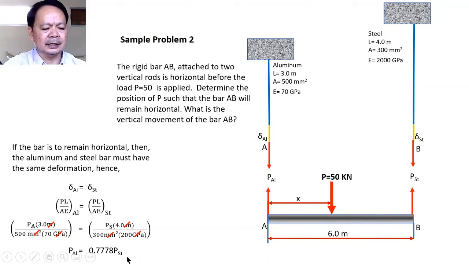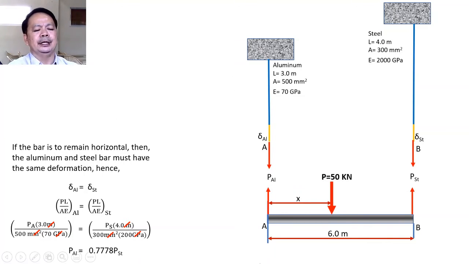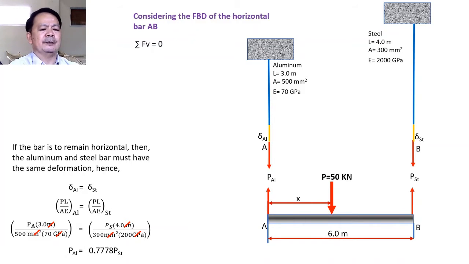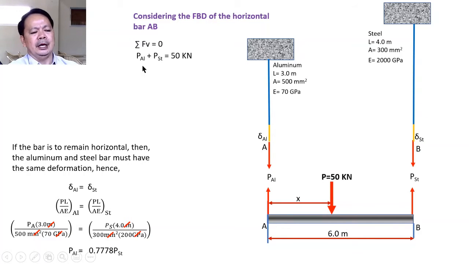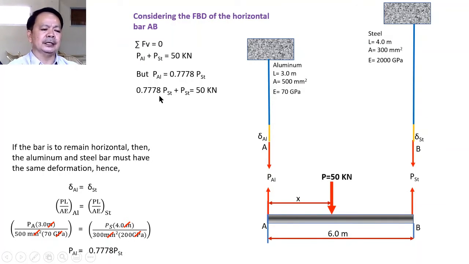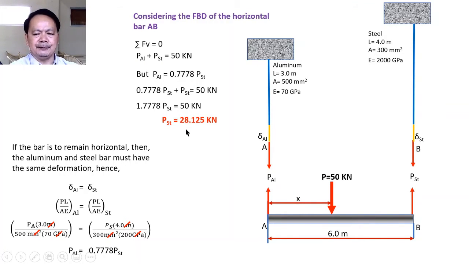Now, after getting that, if you are going to apply the condition of equilibrium to the isolated part of the bar, therefore applying the condition of equilibrium that summation of force vertical shall be equal to 0. Therefore, our equation becomes the P of the steel plus the P of the aluminum shall be equal to 50 kilonewton. And if you are to substitute the P of the aluminum to be 0.778 P of the steel, therefore this becomes 0.7778 P of the steel plus P of the steel shall be equal to 50 kilonewton. So that 1.7778 P of the steel shall be 50 kilonewton, and from here we can solve the axial load on the steel to be 28.125 kilonewton.